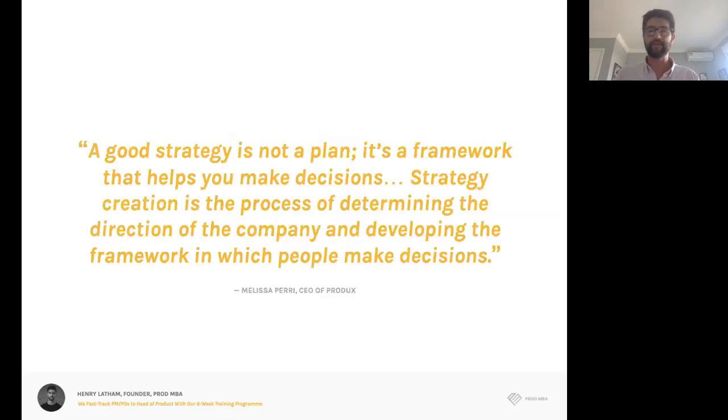Here's a really nice definition. Feel free to screenshot this from Melissa Perry, who's CEO of ProduX. You've probably heard of her as well as the author of Escaping the Build Trap. Quote that, "A good strategy is not a plan, it's a framework that helps you make decisions. Strategy creation is the process of determining the direction of the company and developing the framework in which people make decisions." So it's not about constraining, it's about just having sort of guardrails. I've heard as another description of this, just a framework to work within.